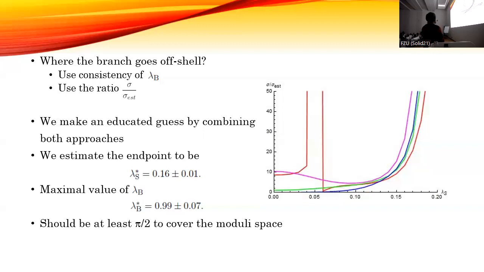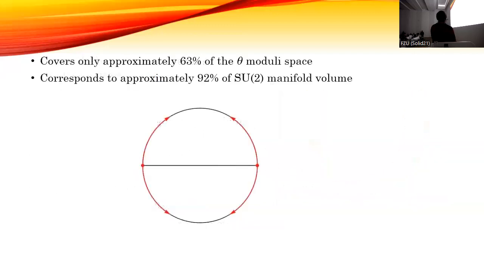So now we know how much of the branch is on shell, but the question is how much of the moduli space is actually covered. Then we find out that the maximum value of lambda b is around 1. The value should be at least pi over 2 to cover the moduli space. So if I actually plot it, it looks like this. We will have the basic solutions and we cover approximately this part of the moduli space.